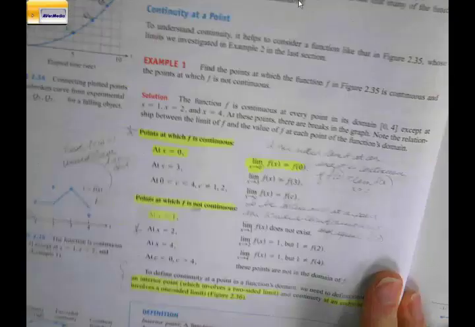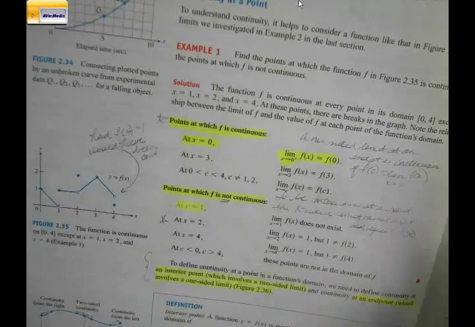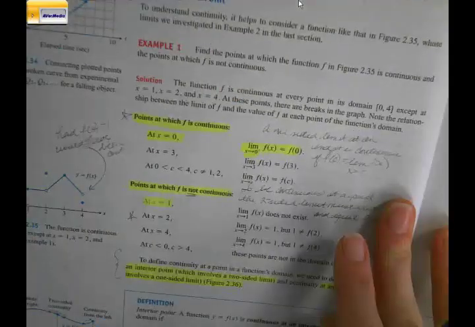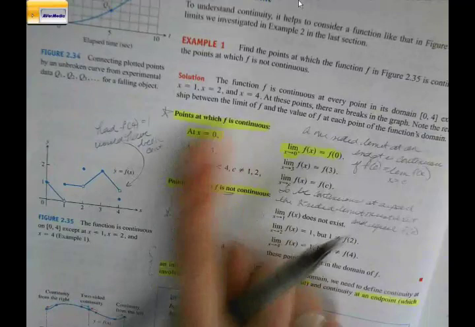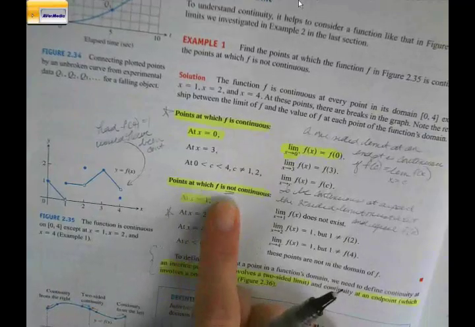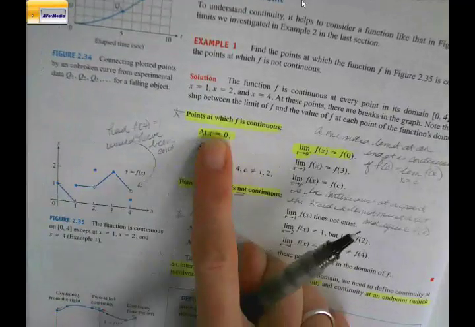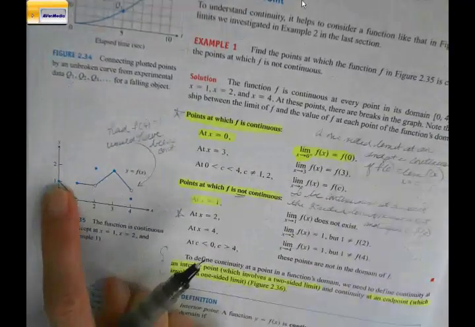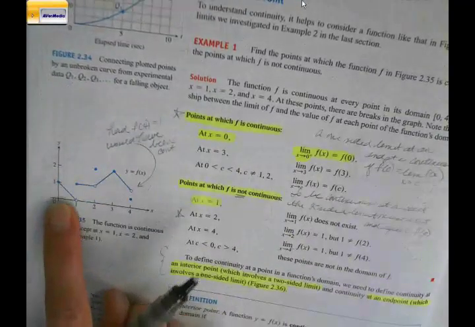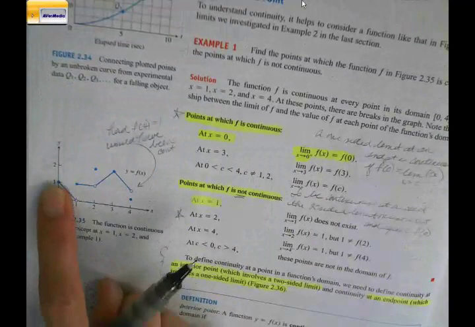Find the points at which the function f in figure 2.35, over here where I've scribbled all over it, is continuous, and the points at which it is not continuous. And they do a really good job of organizing this by where it is continuous and where it is not continuous. So it is continuous at x equaling 0. So right here, it is continuous. It's like the left endpoint of the graph. So it's considered continuous at a filled circle at the endpoint of the graph.